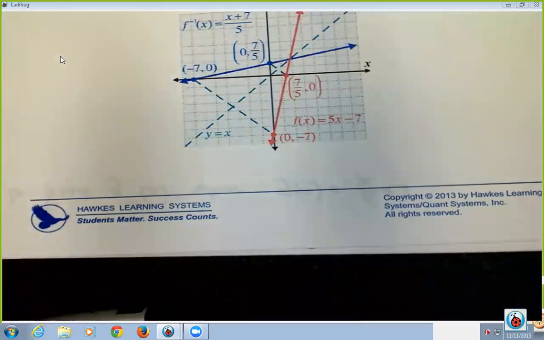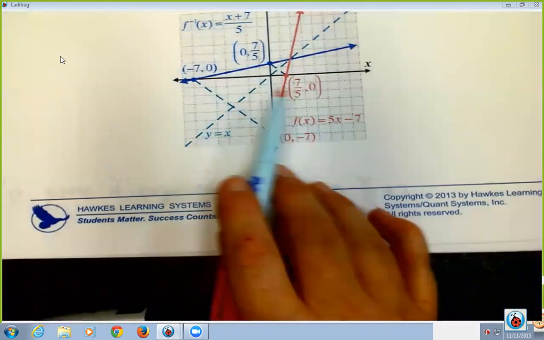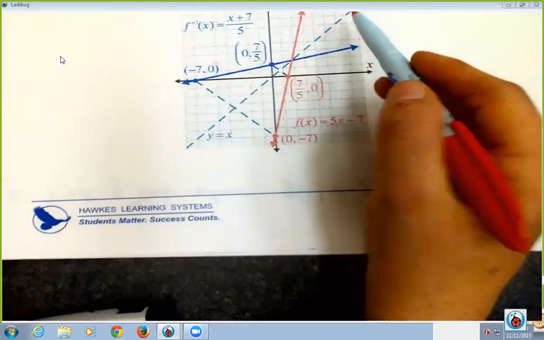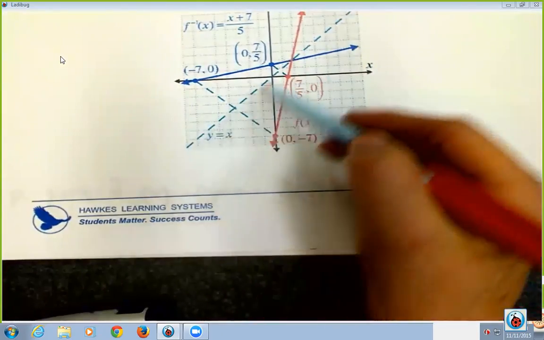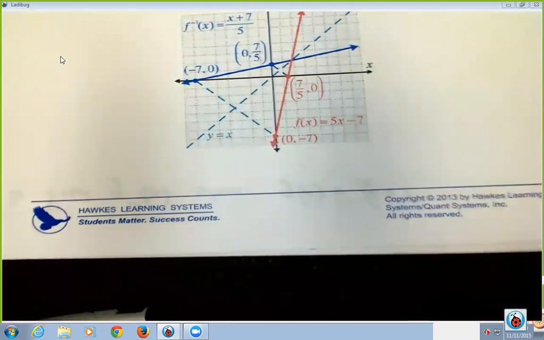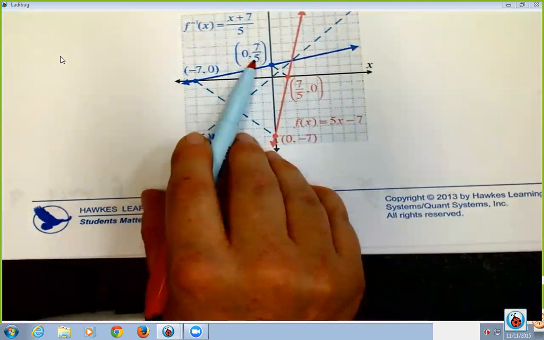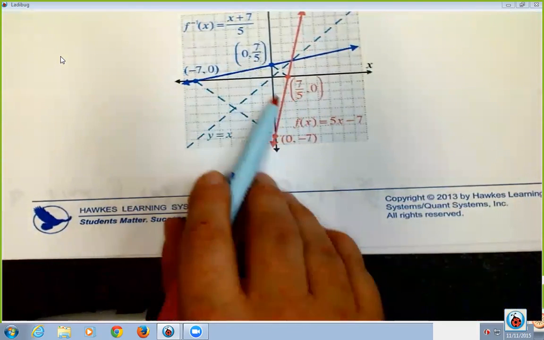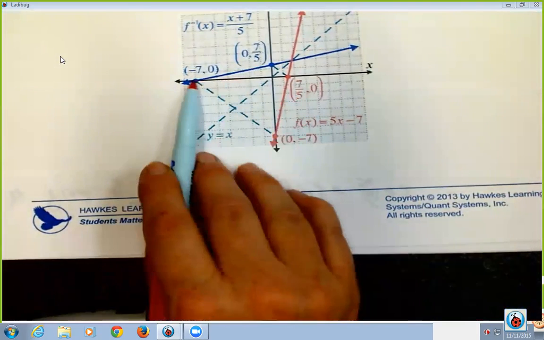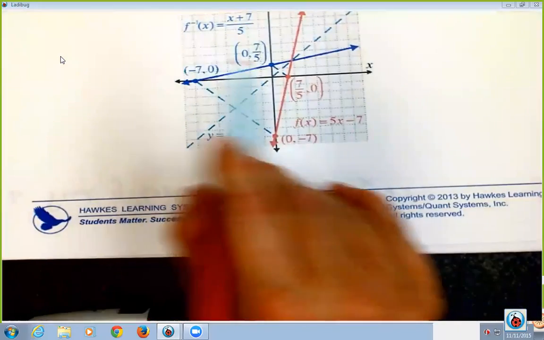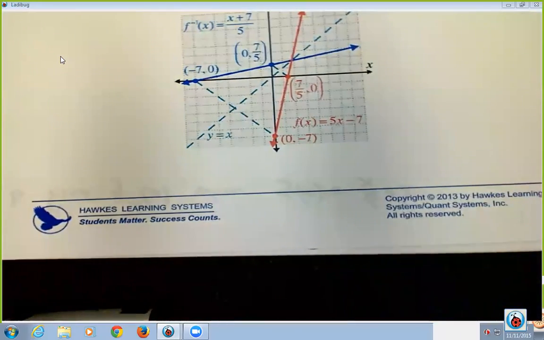Now, this is the one piece I was going to show you. We are not going to end up doing such things as this. This is just giving us an idea of what would happen. This line is where a mirror would go if you're looking at a mirror image. And notice the points are reversed. 0, 7 fifths becomes 7/5, 0. Negative 7, 0 reverses to 0, negative 7. And that's going to be the inverse piece of this thing.